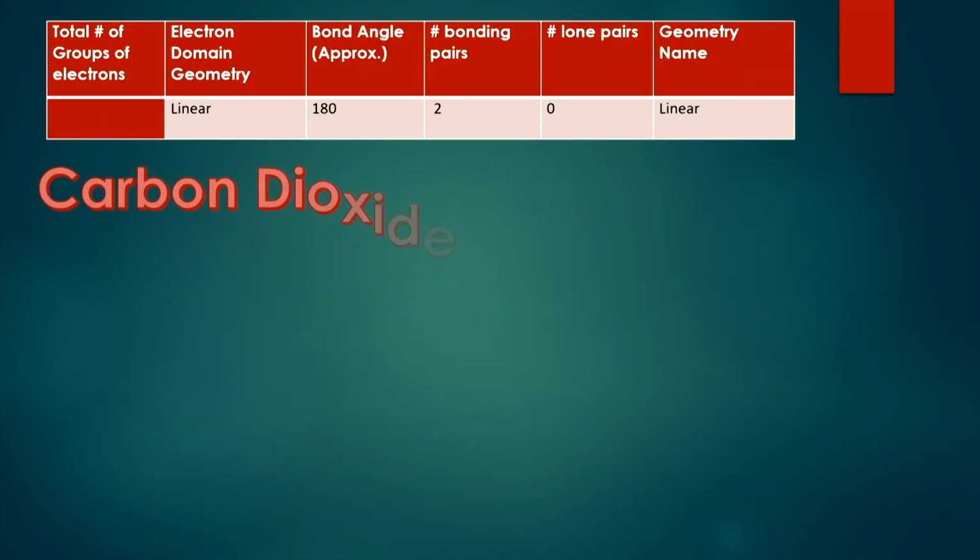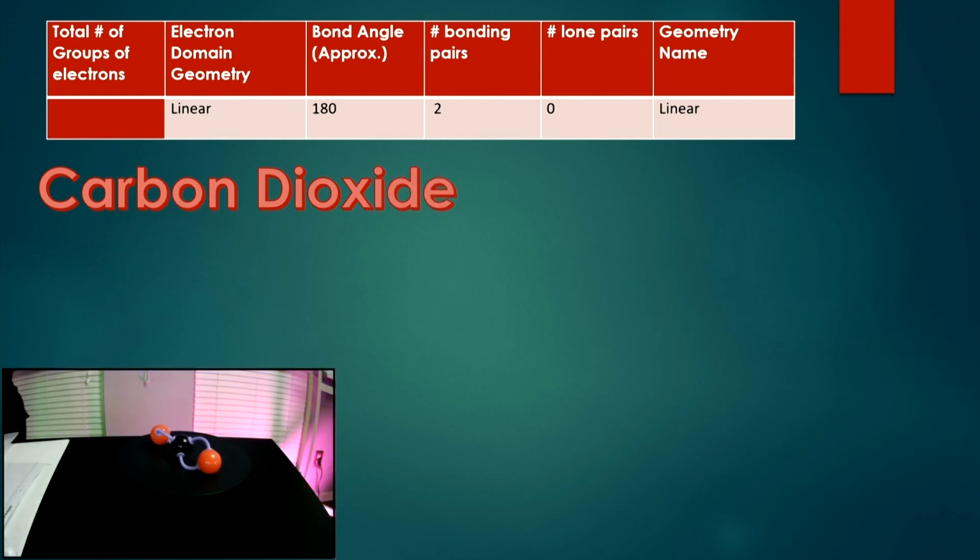Our first molecule that we're going to look at is carbon dioxide. We see that there are 2 bonding and 0 lone pairs, giving us a total of 2 groups of electrons surrounding the central atom. So our generic formula will be AX2.